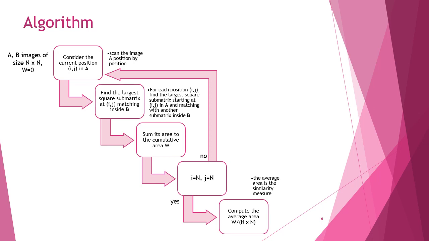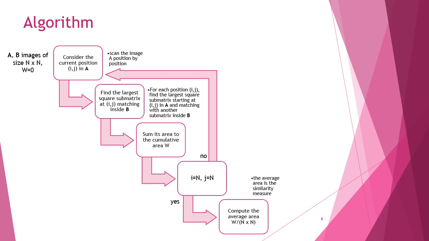This is the algorithm. The input is a pair of two images, A and B, of size n times n, and an accumulation variable, W, equal to 0. First of all, we consider the current position ij in A. This means that we scan the image A position by position. Then, we find the largest square submatrix at ij matching inside B.